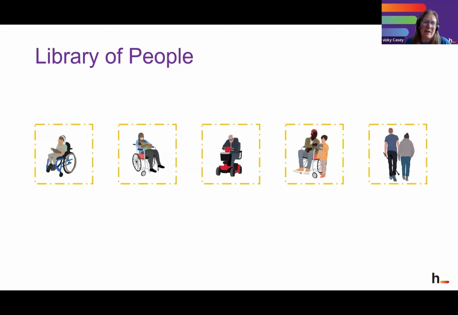And then we have a mother who's in a wheelchair holding her baby. We have the elderly gentleman again on the mobility scooter. Somebody who's just a child having a chat with another person in a wheelchair, and then somebody who's potentially got a stick for visual impairment on the other side.